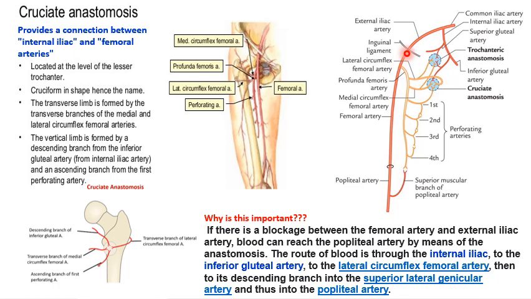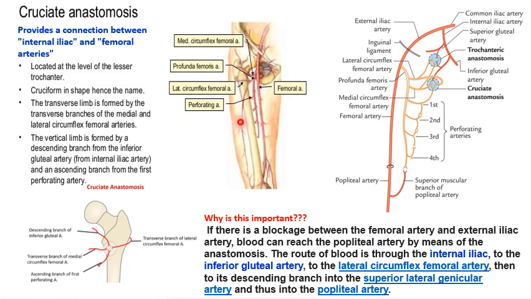So how does the blood reach the popliteal artery to supply the lower limb? The route of the blood here flows via the internal iliac, then the inferior gluteal, then the descending branch of the inferior gluteal, then the lateral circumflex femoral artery. This is the lateral circumflex, isn't it?